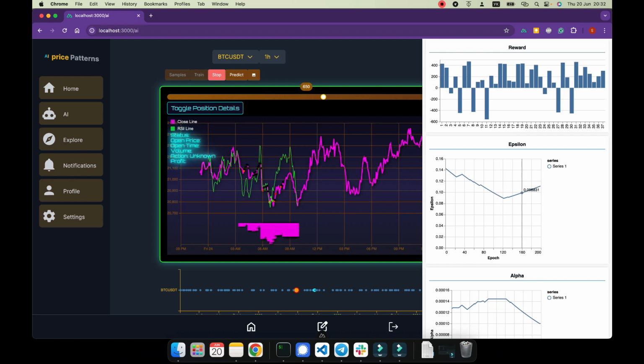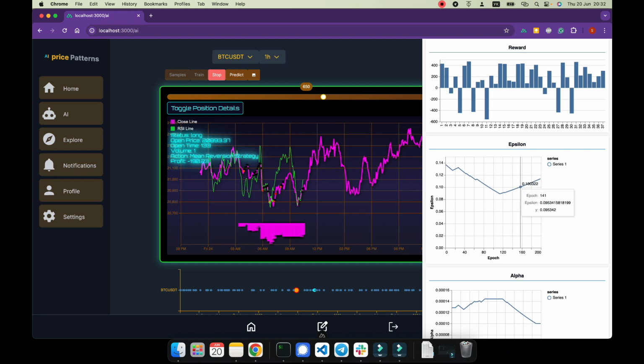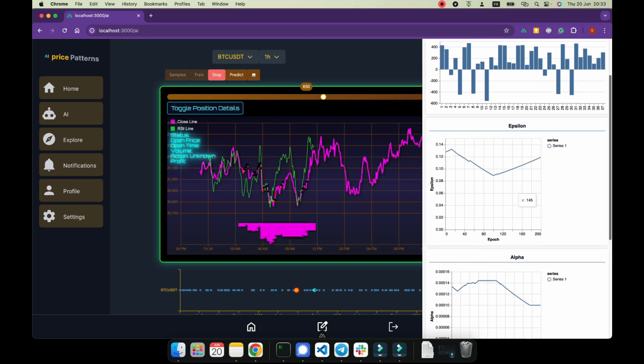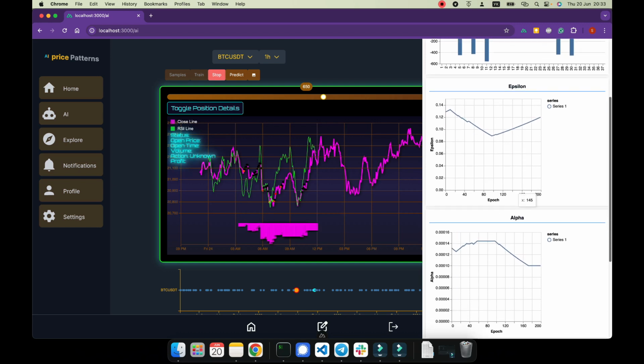Sometimes you see this epsilon is flexible. It's very important because I'm tracking the current reward, and if the reward is not successful in this trade, I increase this epsilon because I'm trying to tell this agent, hey, let's do more exploration.